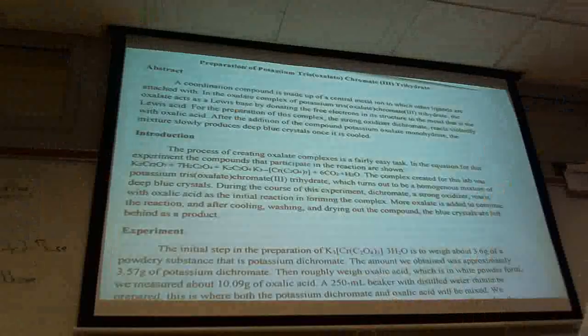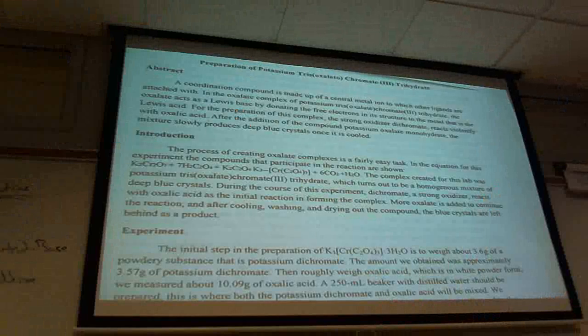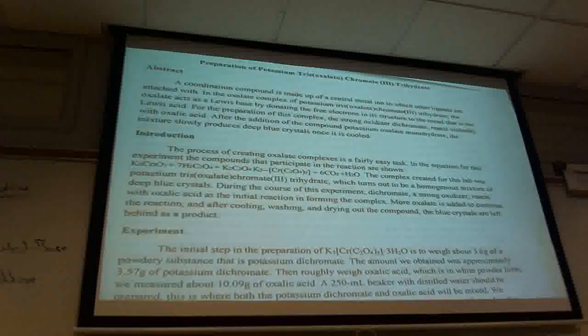A coordination compound is made up of a central metal ion to which other ligands are attached. In the oxalate complex of potassium trisoxalate chromate 3 trihydrate... and sometimes it helps to run the paper by other people to see if there's any errors. These papers, though, this semester were all individual, because I made everybody do it. I don't like doing this one in groups because I want to see people's lab techniques, and usually the strongest person does all the experimental work. But so this was written alone.